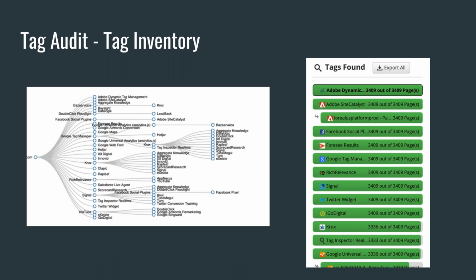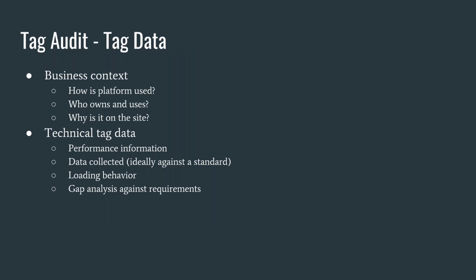Here's just a quick look at what this looks like when you're pulling it out of a tag inspector report. Obviously, like I mentioned, that can feed everything there for that tag inventory. You can see that hierarchy there on the left, which is going to show you all the tags that are there and how each is being loaded in, and then on the right, just a list of tags, how many pages they're on, and how many pages were scanned. That's that high level. The inventory is that high level.